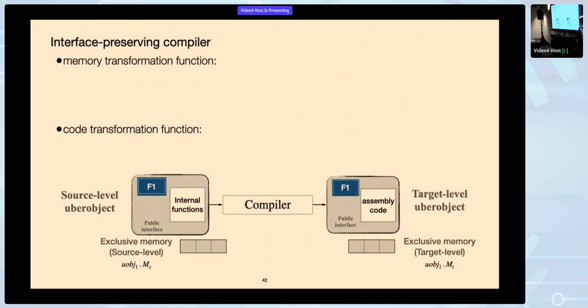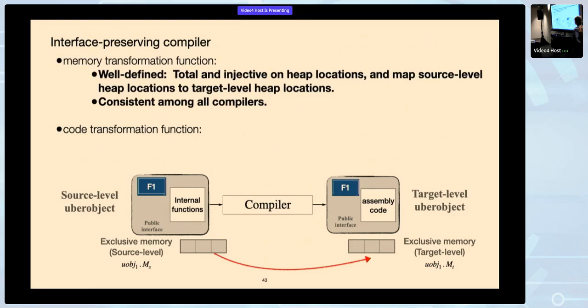Okay, so now what about bringing this down to the target level? We want to specify some properties about our compiler that ensure that we can bring down the properties from the source level to the target level. Well, a compiler consists of two parts, a memory transformation and a code transformation function. The memory transformation, so here is a source level object and a target level object that is compiled with a compiler. The memory transformation transforms this exclusive memory at the source to the exclusive memory at the target.